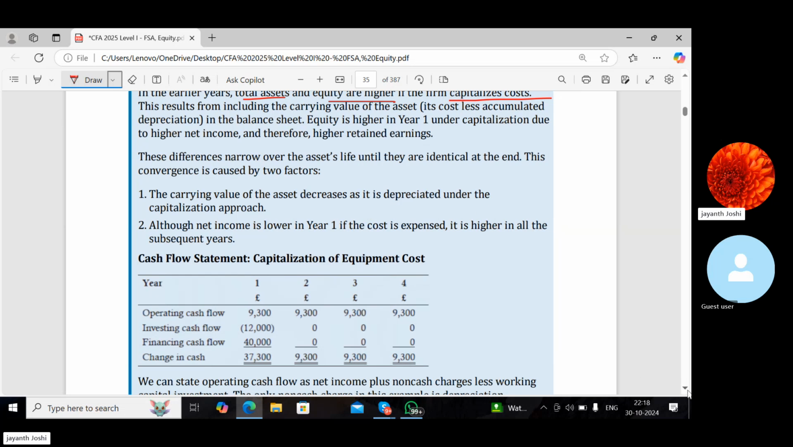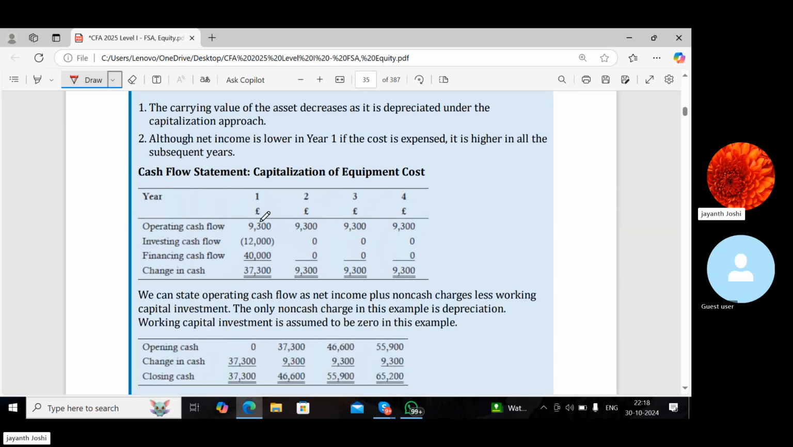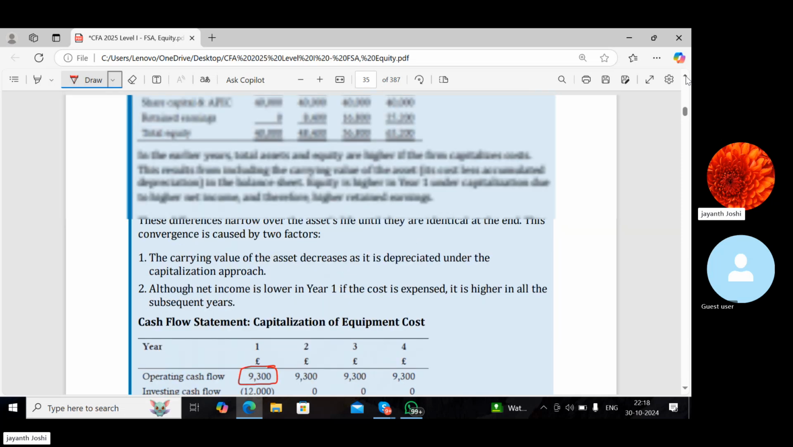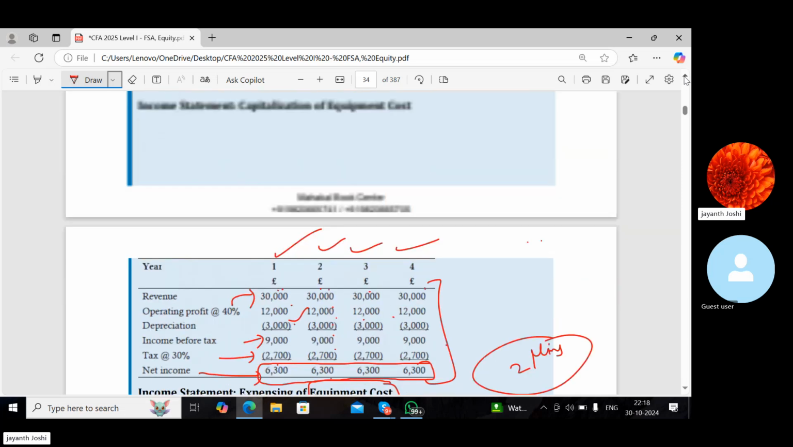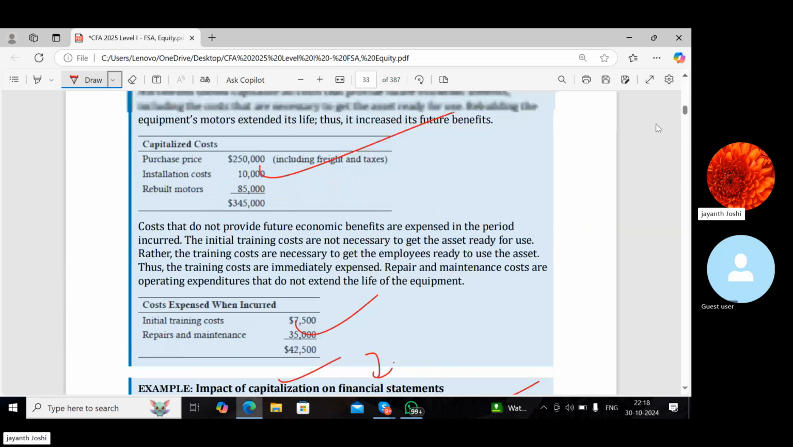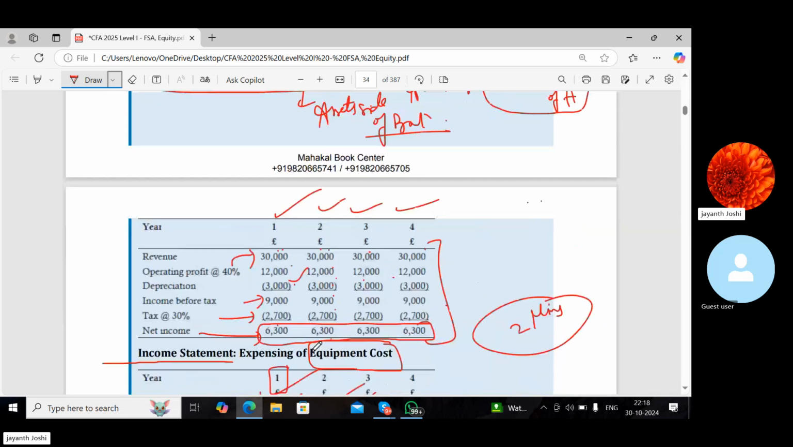Now the cash flow statement. We know operating cash flow; we have to find out this operating cash flow. We have done cash flow statements, right? So we know how to find it. We will take net income, so net income is 6,300, and to that we will add depreciation of 3,000, a non-cash expense, and we get 9,300.